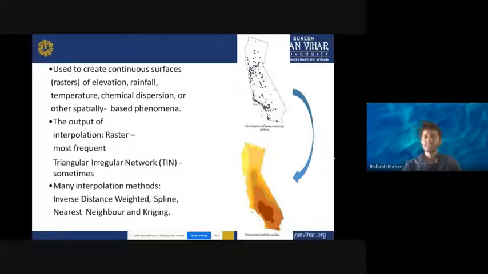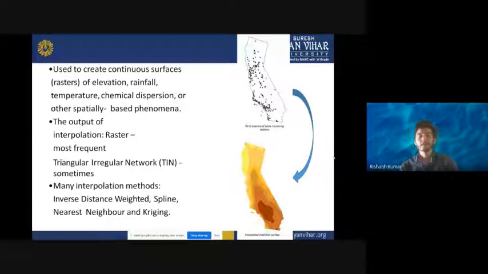But you want to determine the distribution of the rainfall in the whole region, then you will perform the interpolation method, right? And the output of the interpolation is going to be the raster. Most frequently it is going to be raster. Then a triangular irregular network can also be the output sometimes in your spatial technologies in GIS and so on.